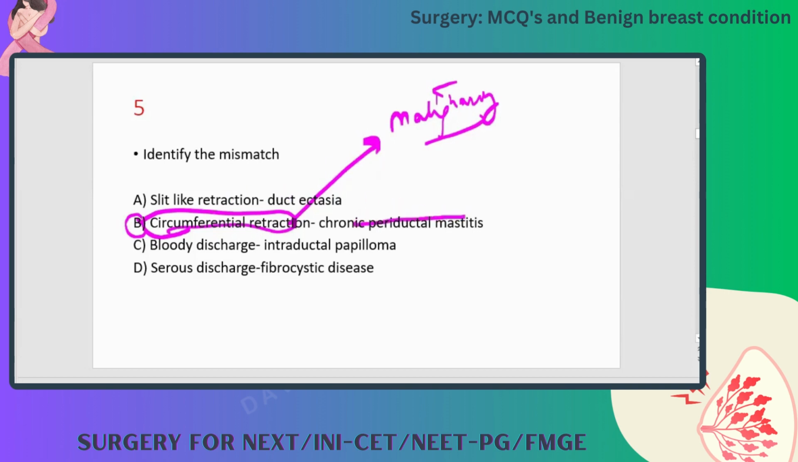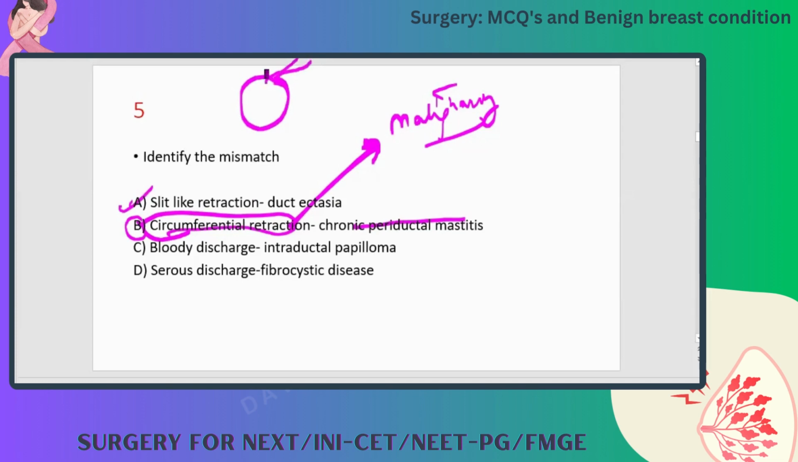No, circumferential retraction is seen in malignancy. Slit-like retraction is seen in ductectasia. Suppose this is the nipple, only nipple I'm telling. If there is a single duct ectasia, if one duct is gone, there will be slit-like retraction, just a slit. Circumferential means the whole of the nipple is retracted back. That is seen in malignancies only. It is not in mastitis. So this is wrong.